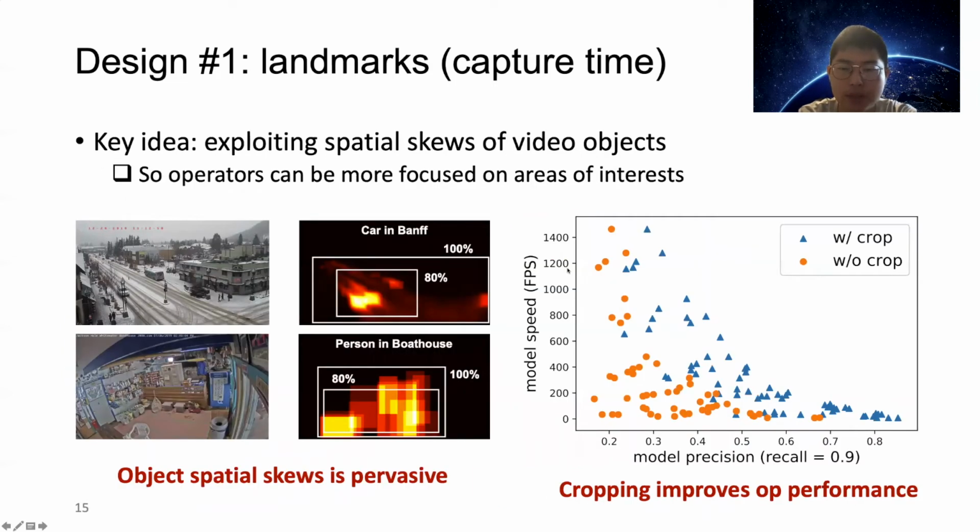But more importantly, the landmarks provide us useful video knowledge, or the spatial object skewness in this case. We find objects of a given class are likely to concentrate on certain small regions of video frames. For example, most cars appear near a stop sign, and most persons appear in a shop's aisle. By cropping the input frames to those important regions, the operators can focus on more important and compact information, and so they can achieve much better accuracy at the same speed, as this right figure shows.